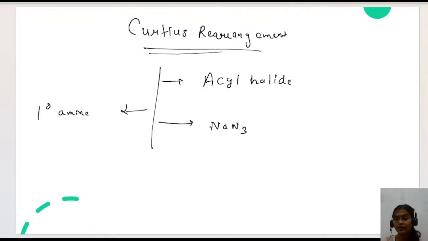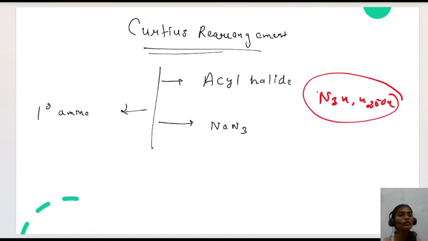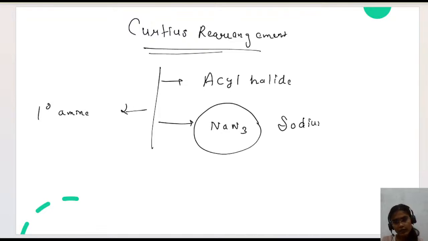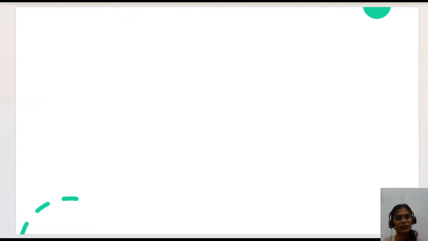How about the reagent? In this case the reagent is NaN3. Noting something: in the previous one we used HN3 and then H2SO4, and what was the use of this H2SO4? To generate the acylium ion. But in this case we are using sodium azide. So that's the different point from the previous reaction. Now let's discuss the general reaction, same mechanism. It's ditto, same repeated. Easy. So let's see how.